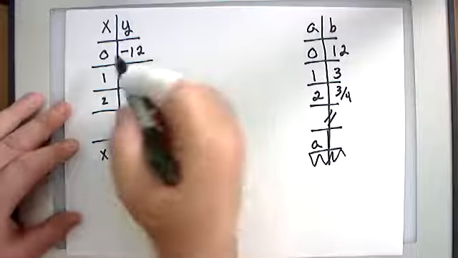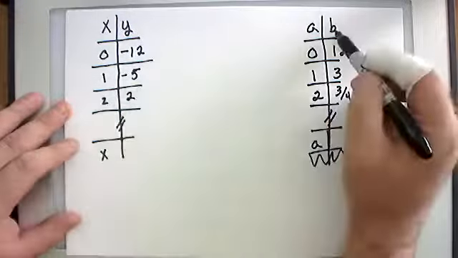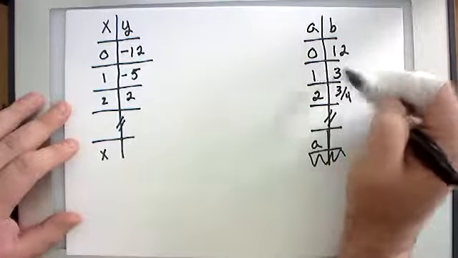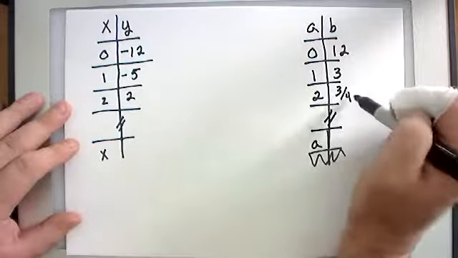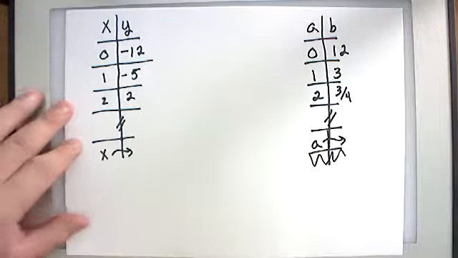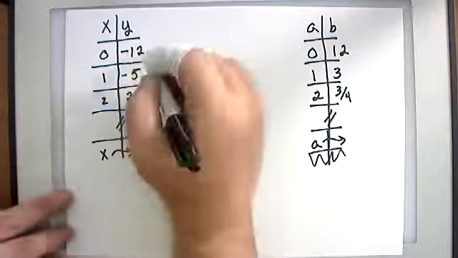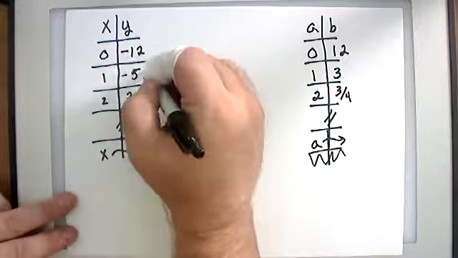2 tables. This one says 0, -12, 1, -5, 2, 2. This one says 0, 12, 1, 3, 3/4. And then in this case, I want to know what the x step is, and I want to know what the 8th step is, meaning I want to know what the 2 formulas are. All right, so pause it, take a minute, see if you can work these out on your own, and we'll do them together.